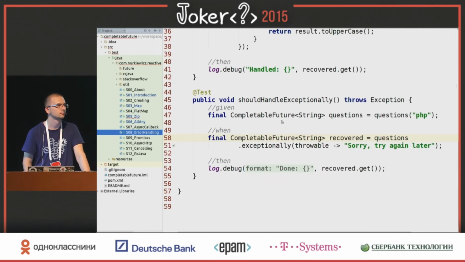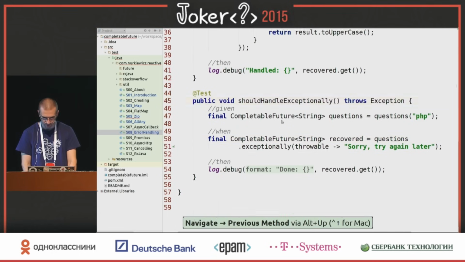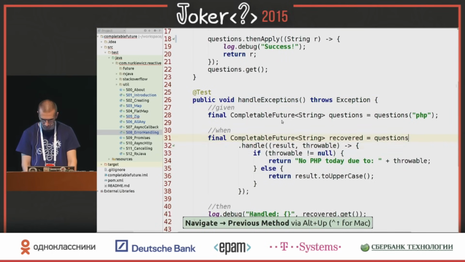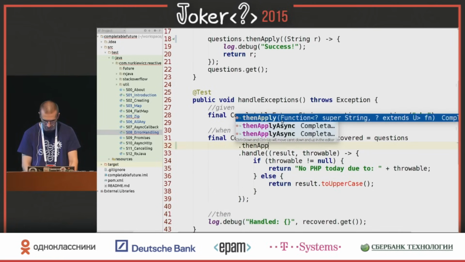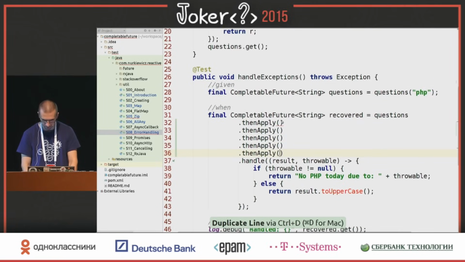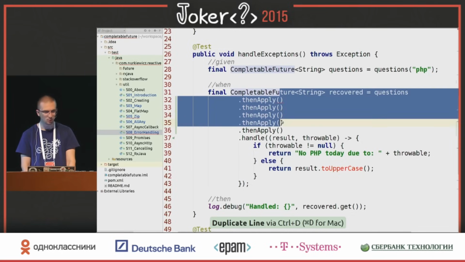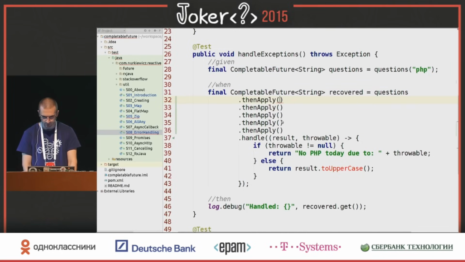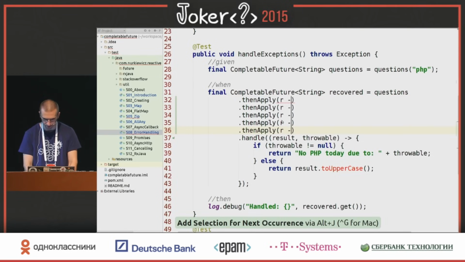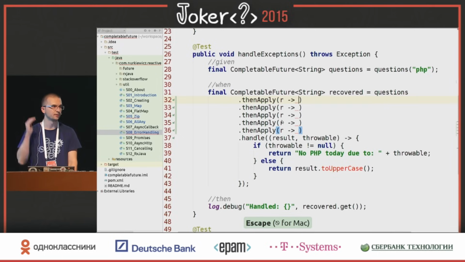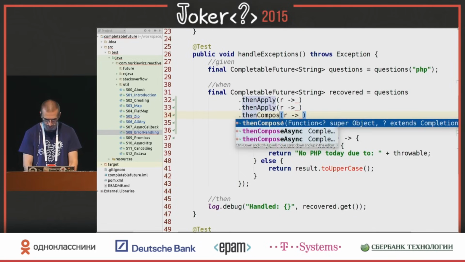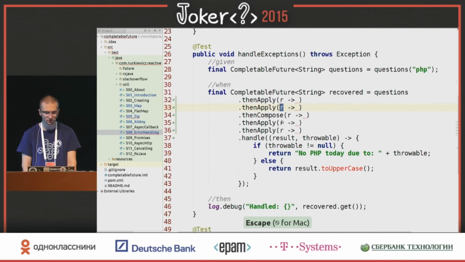Okay, so the question is, what happens if I have a longer chain of futures like this one, then apply something, something, something, and the exception occurs somewhere in some of these lines? So remember, every then apply actually takes an argument. It can be an argument of different type. At every stage, then apply or then compose for that matter, assumes that you get a successful result.